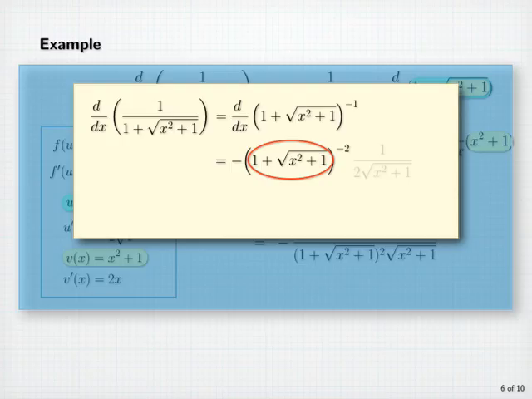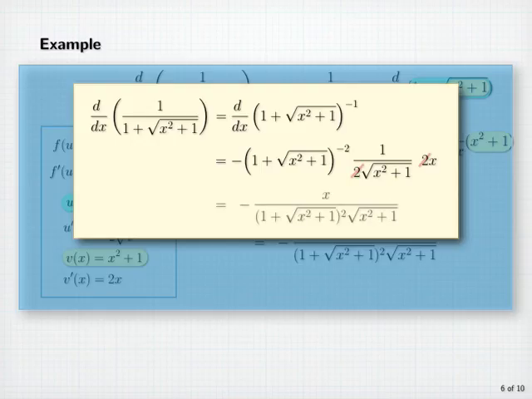Multiply by its derivative, which is 0 plus 1 over 2 times the square root of x squared plus 1, and then identify the inside function x squared plus 1 and multiply by its derivative, 2x. Cancel the 2's and write the derivative in its final form.